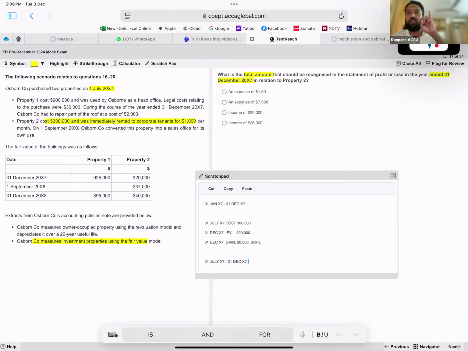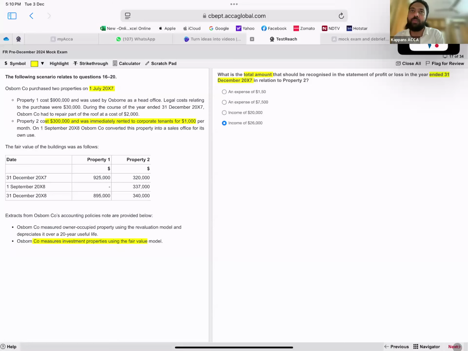How many months are there? July, August, September, October, November, December, 6 months. So $1,000 multiplied by 6 months, that is equal to $6,000. And this will also be shown in P&L. So total to be shown in P&L is fair value gain of investment property 20,000 and rental income for 6 months 6,000. So total 26,000. So an income of 26,000 will be recorded in profit and loss account 31st December X7 in relation to property 2.